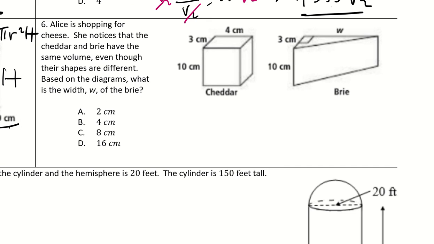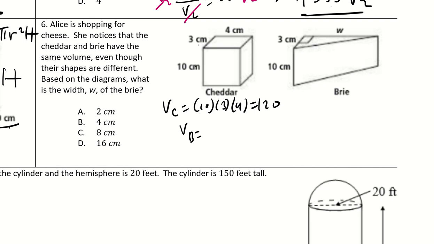Number 6, Alex is shopping for cheese, but she notices that the cheddar and brie have the same volume, even though their shapes are different. Based on the diagrams, what is the width of the brie? All right, so we know that the volumes are the same. Let's call this VC for V cheddar, VB for the volume of the brie. The volume of the cheddar is 10 times 3 times 4. So that's 120. And that should be the volume of the brie, right?